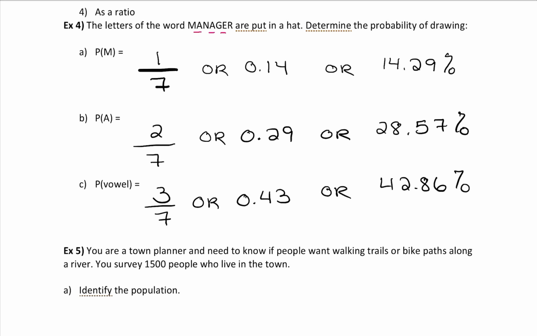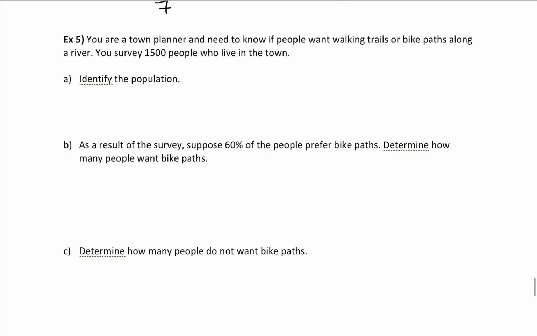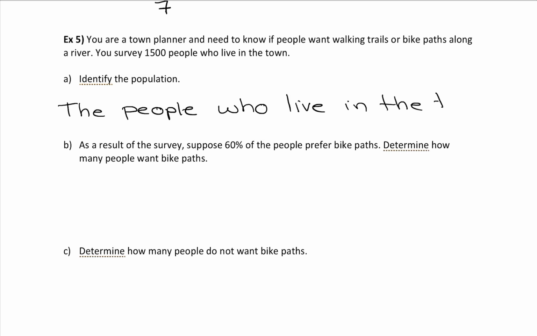Okay, let's look at example 5. You are a town planner and you need to know if people want walking trails or bike paths along a river. You survey 1,500 people who live in the town. Identify the population. So the population is the people who live in the town.